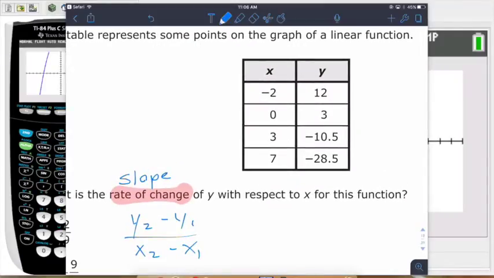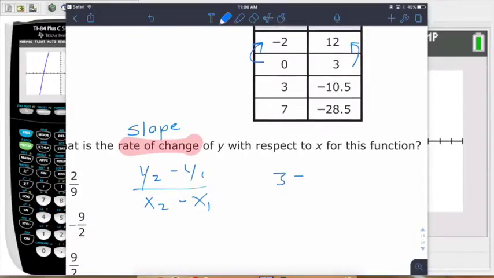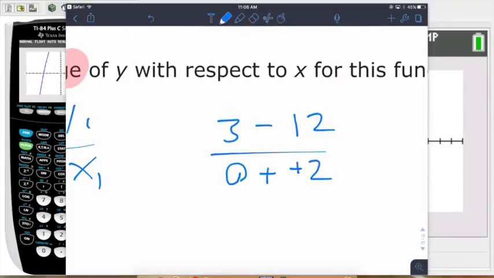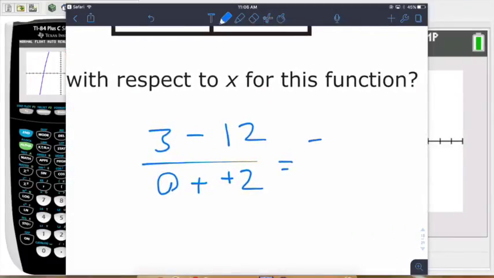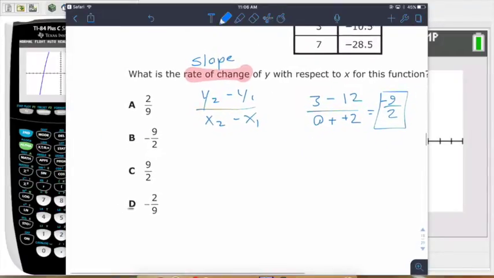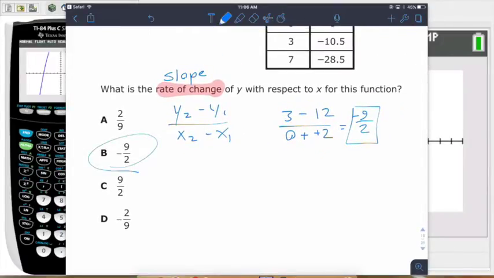So I just choose some of the nicer points here. I would not use these 0.5 points down here. Those will get a little bit messier. So I'm going to go ahead and use these 2 points here. So I'm going to go 3 minus 12, and then I have to go in that same order, 0 minus negative 2. Don't forget, minus a negative changes to a positive. This is negative 9 over 2 once you simplify. Easy breezy problem right there.